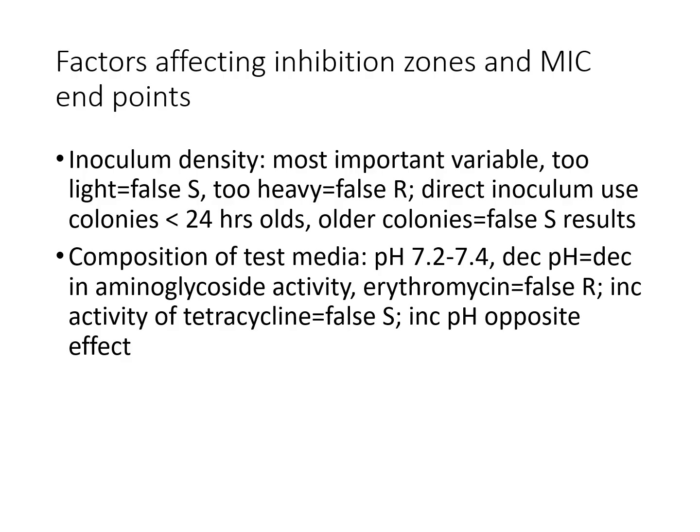For the composition of the test media, the pH should be maintained between 7.2 and 7.4. A decreased pH can decrease activity of the aminoglycosides, which can cause erythromycin to appear falsely resistant. An increased pH can increase activity of the tetracycline, which may cause false susceptibility. So that's the opposite effect on some other antibiotics.